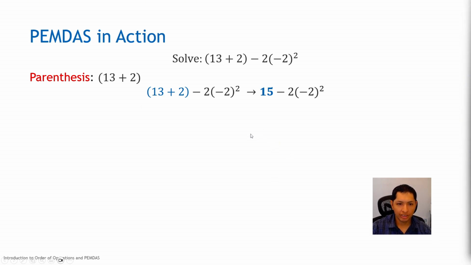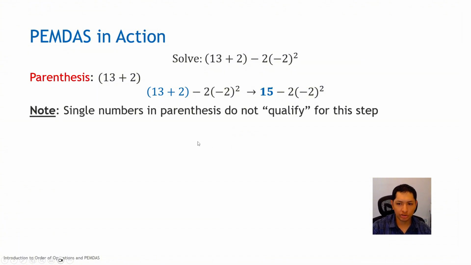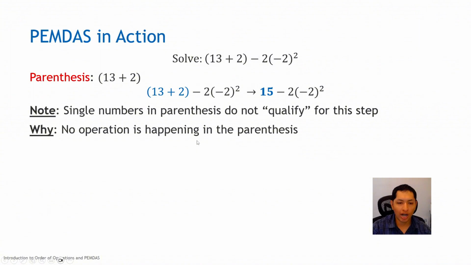Now, there is a note here. You likely also saw the parentheses around -2, but single numbers in parentheses do not qualify for this step of parentheses in PEMDAS. That is because there is no operation happening in the parentheses. Nothing is happening inside the parentheses of -2. That grouping is used to tell us that that number is negative. That's why that parentheses is there. But there's nothing to do inside that parentheses. There's no solving of -2. Unlike 13 plus 2, where we do get to add those two together to get a solution, we don't do anything to -2. Therefore, that doesn't qualify as the parentheses step for PEMDAS.